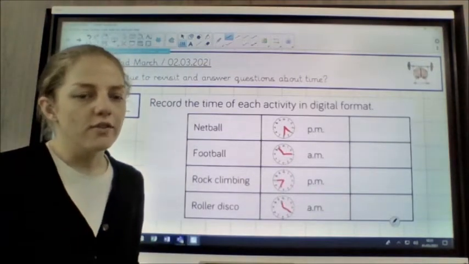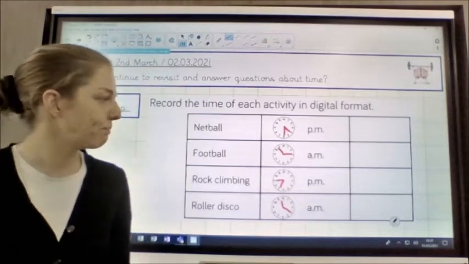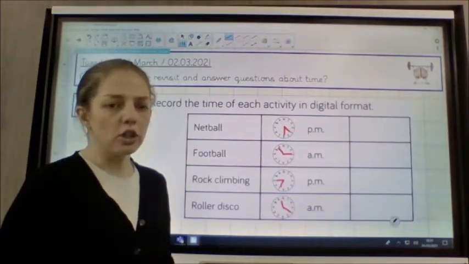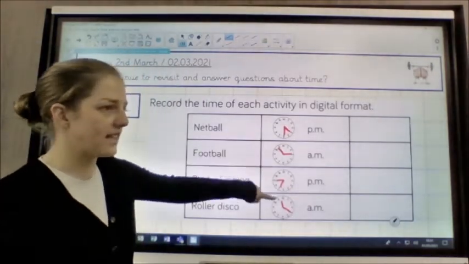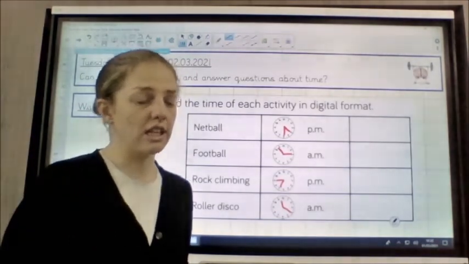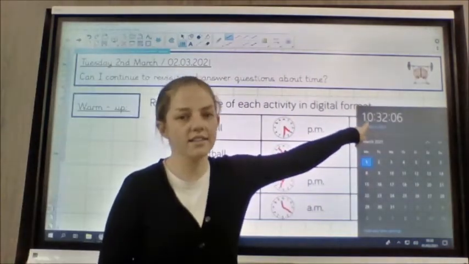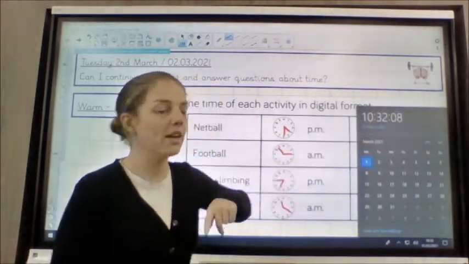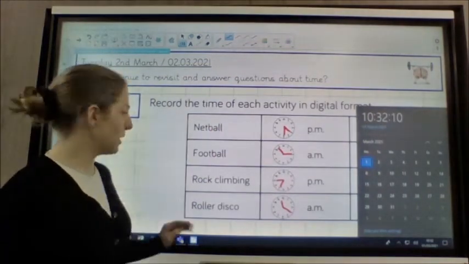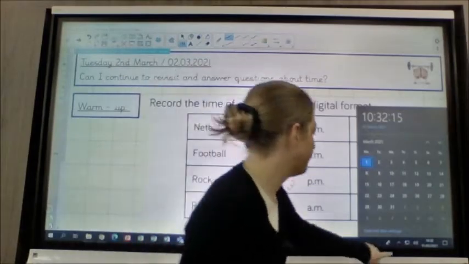So you've got 4 different activities: netball, football, rock climbing and roller disco. And you've got the time on a clock face. And what you need to do is record it digitally. So how you would find it like this. So that is digital time and this is analog, okay? So you're going to write it down digitally.